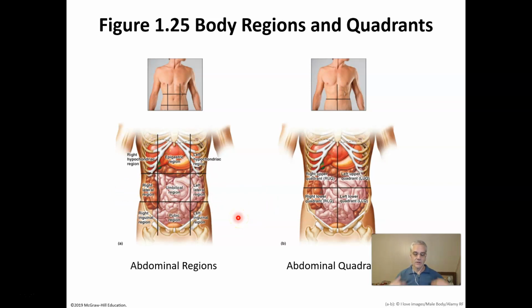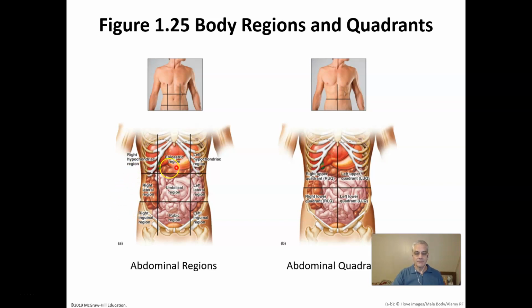A more thorough slicing up or region identification system is what we call abdominal regions. And you see there are 9 of them now. It looks like a tic-tac-toe board. Right, so these have different names. The right regions are called right, and the left regions are called left. But they have different names, and they're associated with different kinds of things because we're dividing things a little bit more thoroughly.